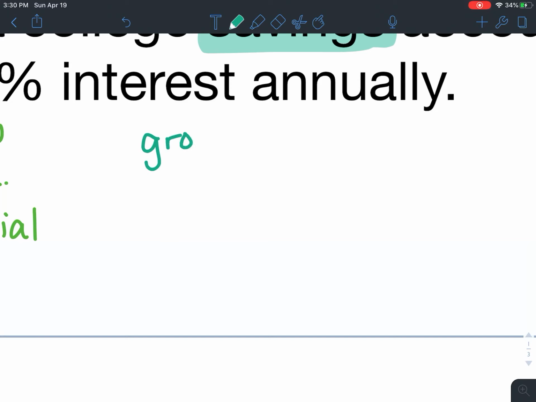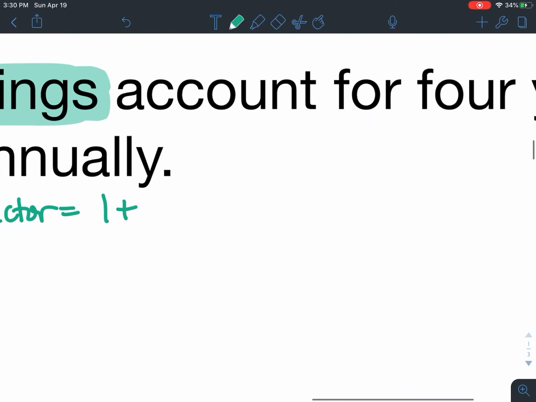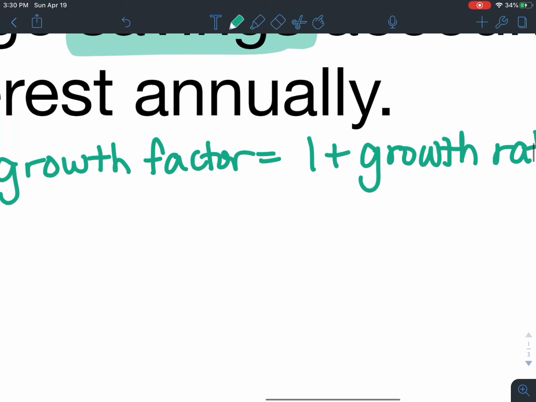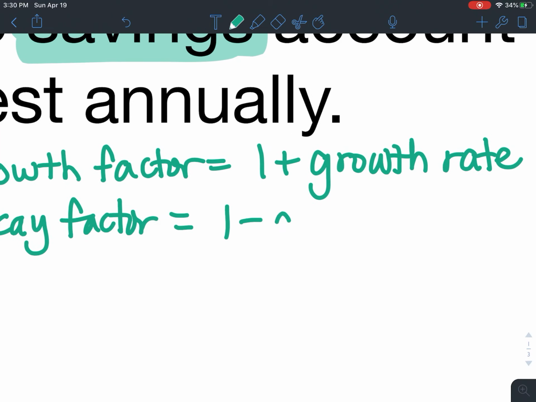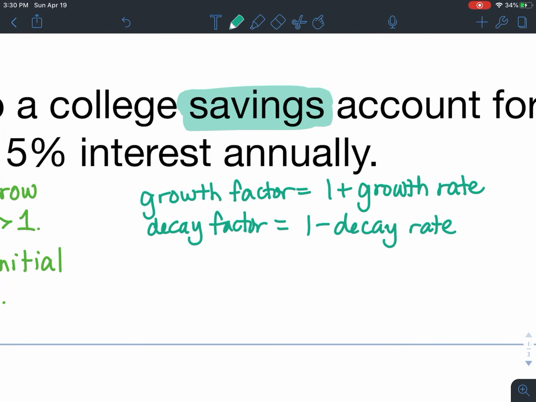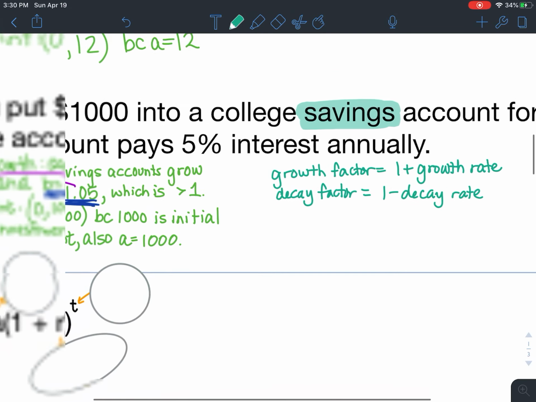So growth factor is 1 plus growth rate. And the decay factor would be 1 minus, it wouldn't be growth, the decay rate. Yeah, that's good. That's better. We should have that written down.